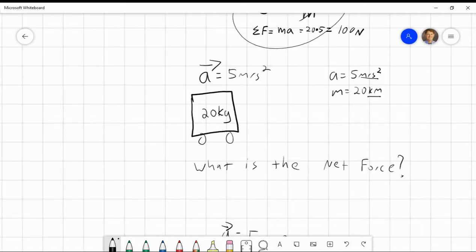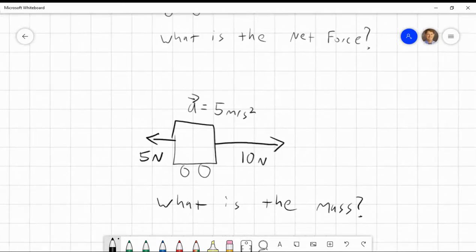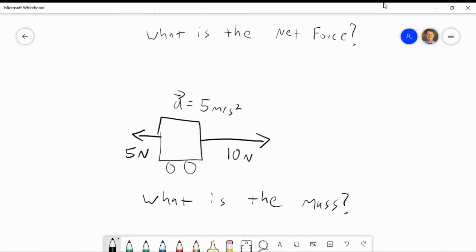All right. So I could also ask you to tell me what is the mass. For this one, I've got a couple of forces acting on it. I've got the acceleration. Remember that acceleration equals the net force divided by the mass. So what is my net force? My net force is, let's see, 10 to the right, 5 to the left. So my net force is 10 plus negative 5. It's 5. My net force is 5.